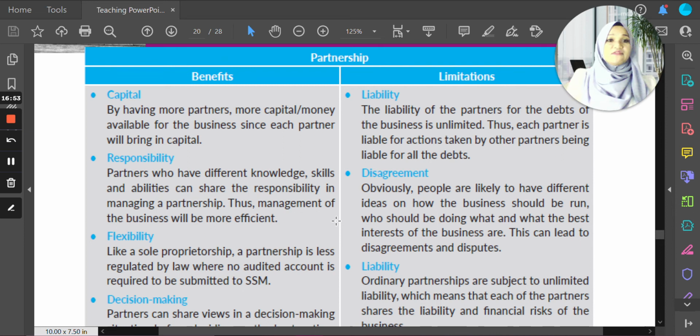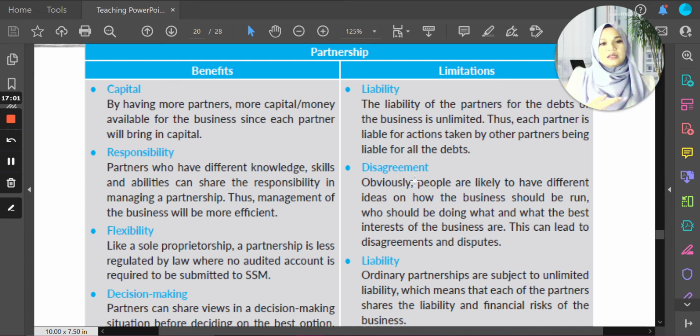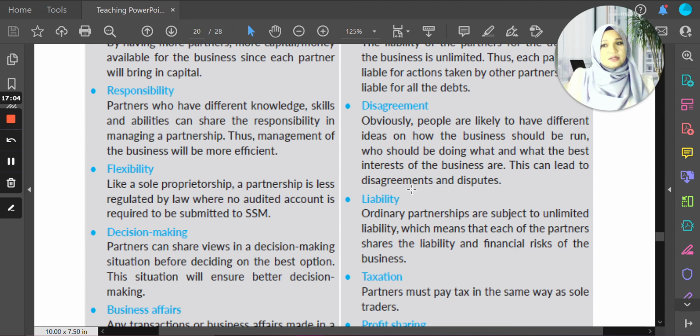In terms of limitations, just like a sole proprietorship, liabilities are also unlimited. Another limitation of a partnership is disagreement, because people are likely to have different ideas or views on certain things. So there could be disagreements and disputes, and it can actually lead to a personal clash. Like before this you were best friends, and you open up this partnership, but just because one person doesn't agree with one thing, in the end you lose that friendship. So that can happen.